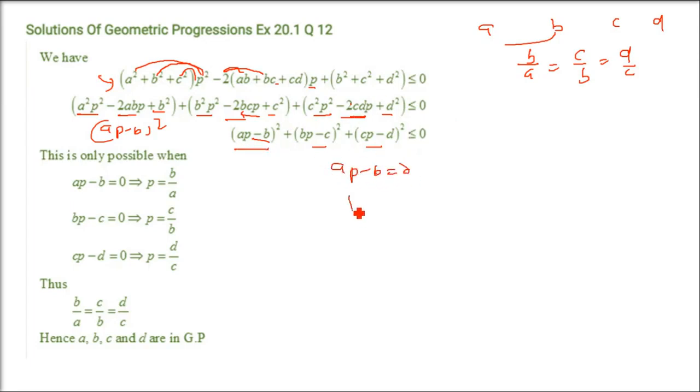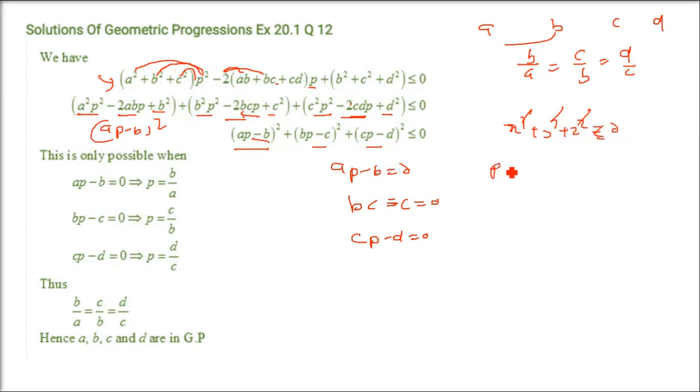AP minus B equals 0 and BP minus C should also be equal to 0 and CP minus D also equals 0. If I say x square plus y square plus z square is equal to 0, that means x and y and z have to be 0 separately.